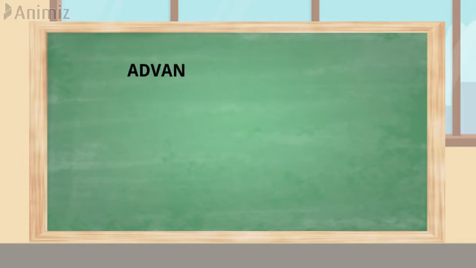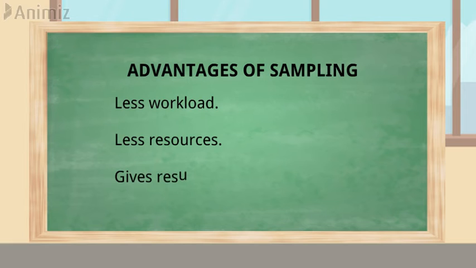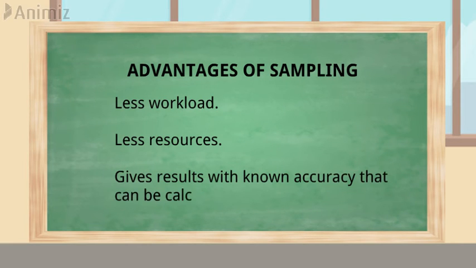Here we can see the advantages of sampling. Number one is less workload. Number two is less resources. And the last one is that it gives results with known accuracy that can be calculated mathematically.